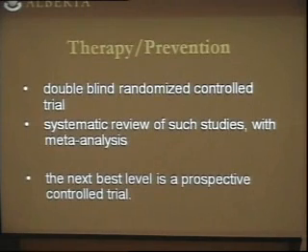So I'm just going to go through some of the different domains and talk about what are the highest quality studies. This is just to reinforce the idea of that. So in therapy and prevention, you want a double-blind, randomized controlled trial or systematic reviews of such studies. And if you can't get that, if you're looking for searching, then accepting a prospective controlled trial would be the best quality of evidence for therapy and prevention.